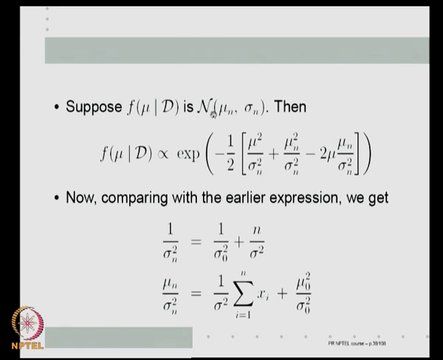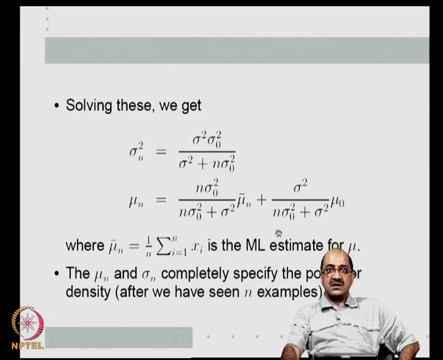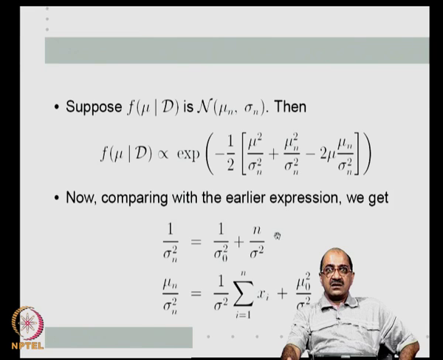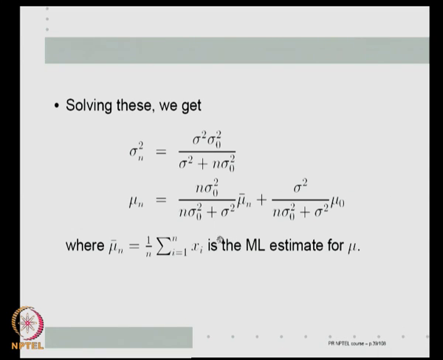We want to find what is the posterior density. We can easily solve them. For example, from this expression, I get 1 by sigma n square is sigma square plus n sigma 0 square by sigma 0 square sigma square. Now, you invert it, you get sigma n square. So, that is sigma n square: sigma 0 square sigma square by sigma square plus n sigma 0 square. Similarly, now substituting that sigma n square in this expression, I can calculate mu n and that turns out to be this expression.